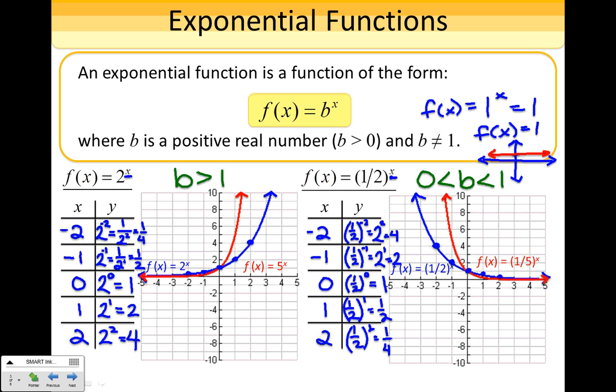So kind of look at these two graphs a little bit, the differences and the similarities between them. And we're going to talk a little bit about the properties of these graphs. What do you notice about them? How are they different? How are they the same?